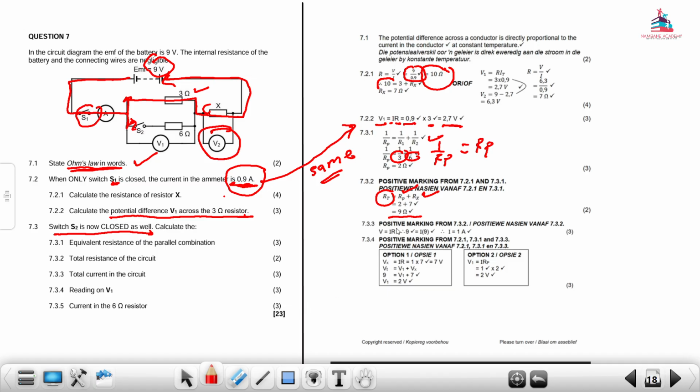Calculate the total current in the circuit using Ohm's law. We have 9 V and 9 ohms, which will be given by 1 ampere. What is the reading on V1? When we talk about the reading on V1, it means we are looking for the potential difference across the 6 ohm and the 3 ohm resistor. Therefore, you have two options. You can either say V1 is equals to IR parallel, which I is 1 times 2, which will be given by 2 volts.